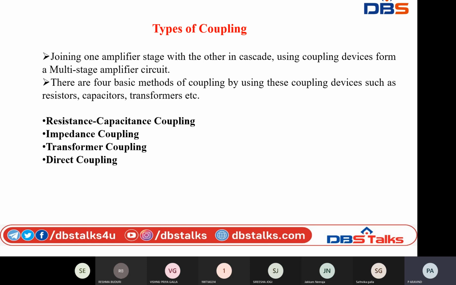In resistance capacitance coupling, this is the method mostly used. Here it is simply a resistor capacitor combination. The capacitor, which allows AC and blocks the DC, is the main coupling element used here. The coupling capacitor passes AC from the output of one stage to the input of the next stage, while blocking the DC components from the DC bias voltages so they do not affect the next stage.